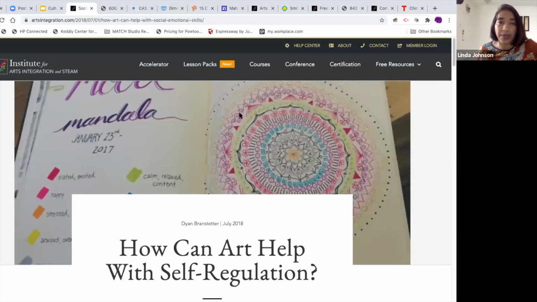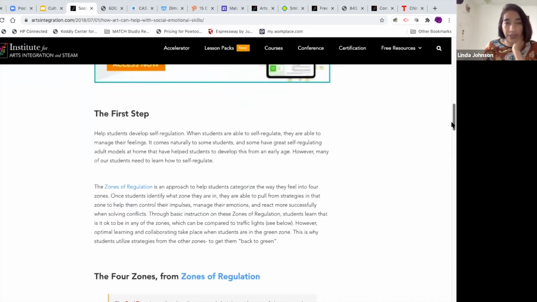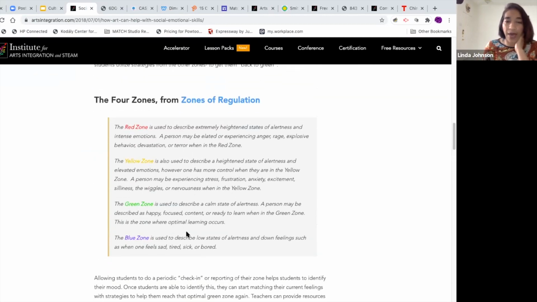And then this is an article from the Institute for Arts Integration and STEAM that has to do with mandalas. And it talks about, as I remember in Big Thought, we talked about zones of regulation. And so it talks about how that student is feeling. There's a check-in. You can actually do those things. The red zone is heightened states of alertness, and then you have yellow, green, and blue. Green is just kind of like, I'm just chill.